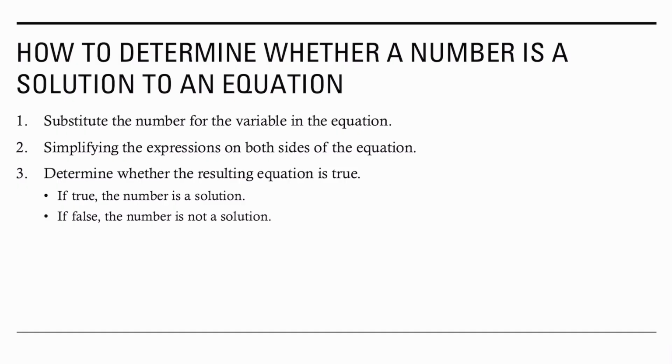So the steps to determining whether a number is a solution: we want to first substitute the number for the variable in the equation, then simplify any expressions that we can on both sides of the equation, and then determine whether the resulting equation is true or false. If it's false, the number is not a solution, and if it's true, then that number is a solution.